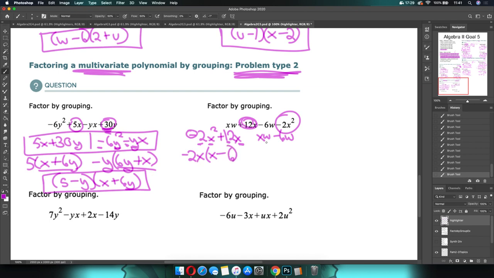And then if I look over here, I can already tell w is the only thing I have in common. So that becomes w and then x minus 6. Wow, I'm doing this live without looking at these prior, and I'm getting them right on my first try. No, I've just jinxed myself.